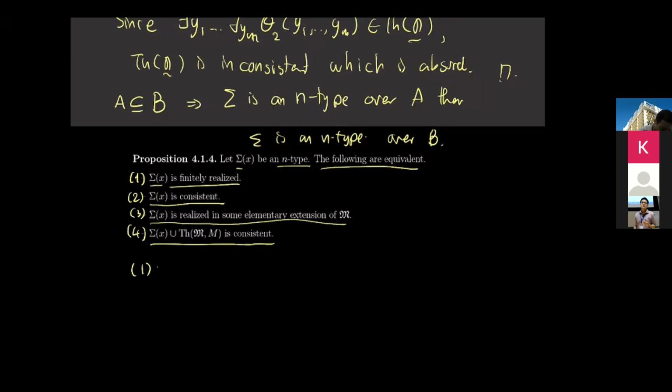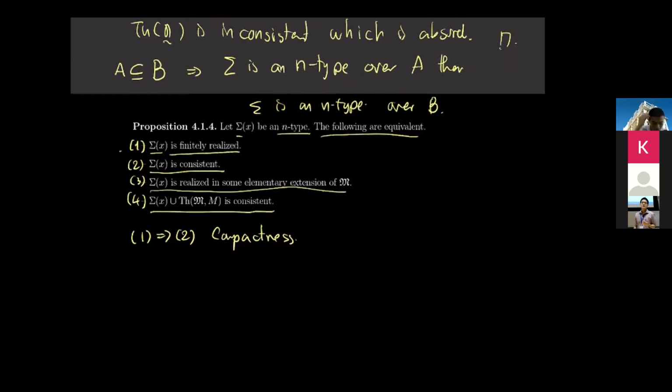1 implies 2 follows immediately from the compactness theorem, because it is finitely realized. To show that it is consistent, you need to show that it is satisfiable, and for that you just need to show that it is finitely satisfiable, which is condition 1. For 2 implies 3, that's where we need the previous proposition. Assume that sigma(x) is consistent, which means that Th(M_A) union sigma(x) is consistent.